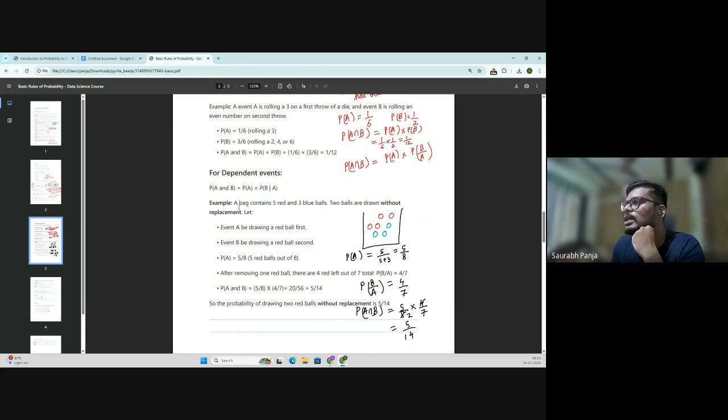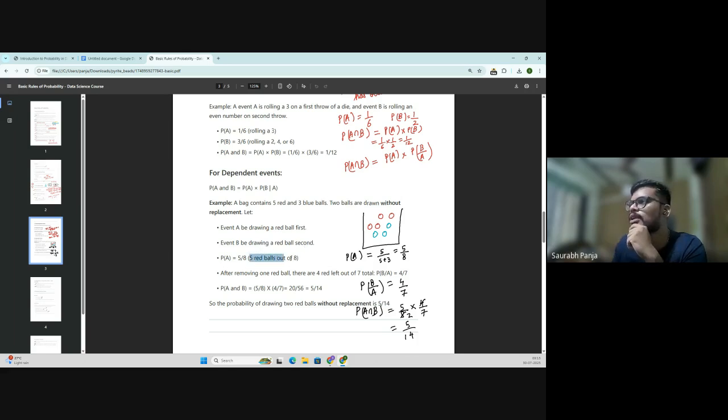A bag contains 5 red balls and 3 blue balls. 2 balls are drawn without replacement. Event A is drawing a red ball first. Event B is drawing a red ball second. These are the two events that you want to take care of.